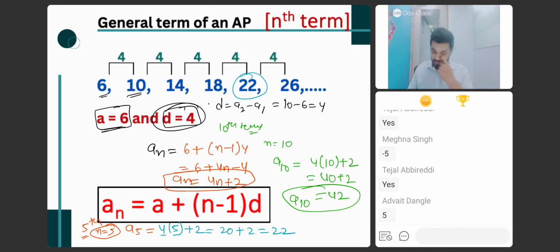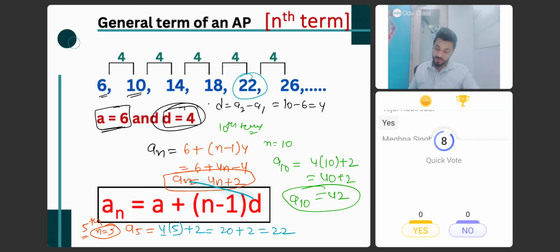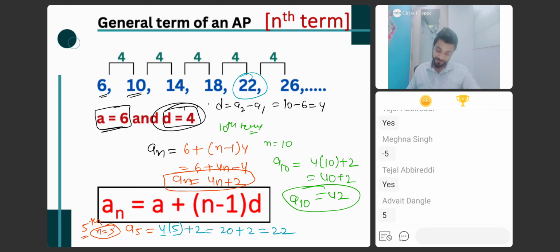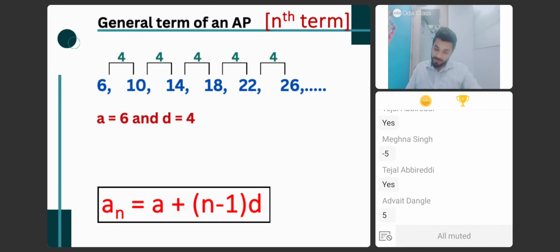Okay. Are you guys able to understand this general term? So first of all, An will be your 4n plus 2. Okay. I'll explain again. Okay, Fadil. Okay, guys, no worries, no worries. Just give me a minute. See, you just need to focus a little bit. You will understand everything.